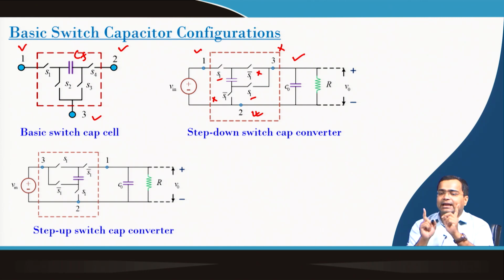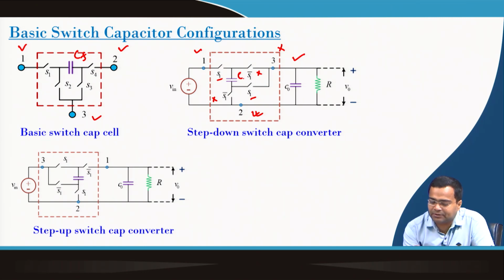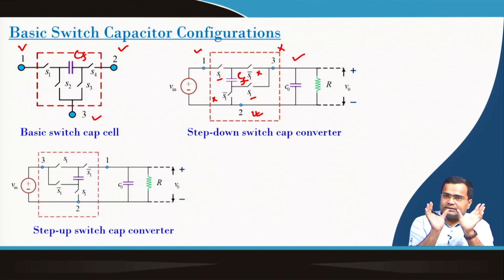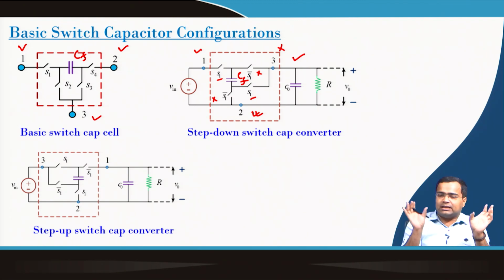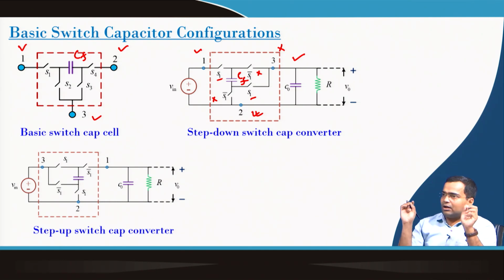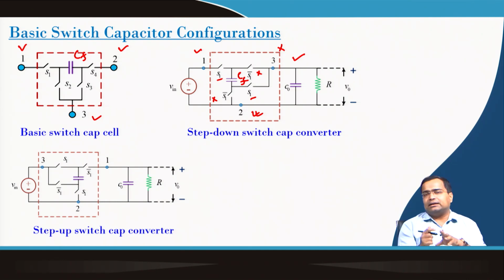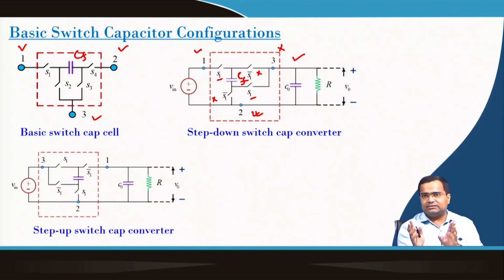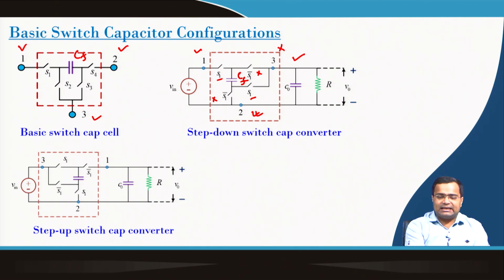So, that means this is my flying cap. This flying cap can get connected in series with the input voltage and the output capacitor, and it also gets reconnected across the load capacitance. That means, in the second phase, the discharge phase, it is disconnected from the supply and connected across the output capacitance.